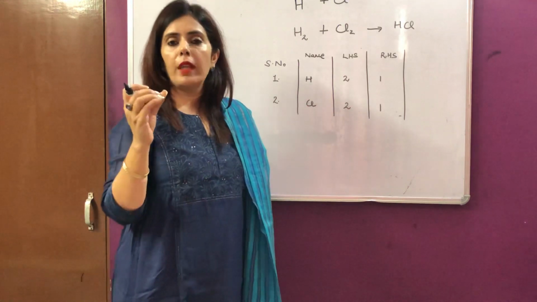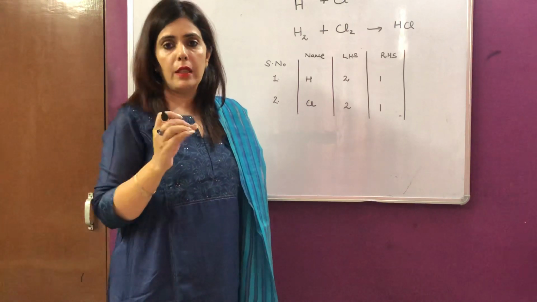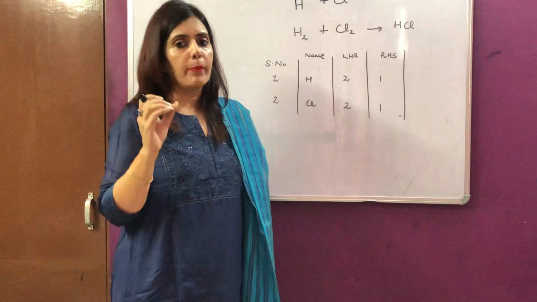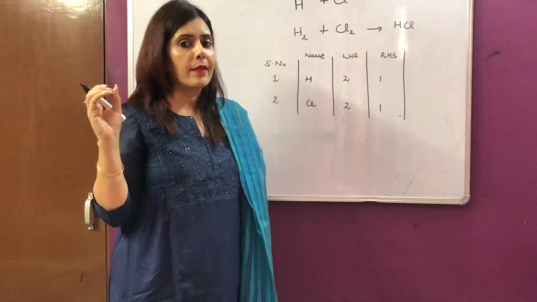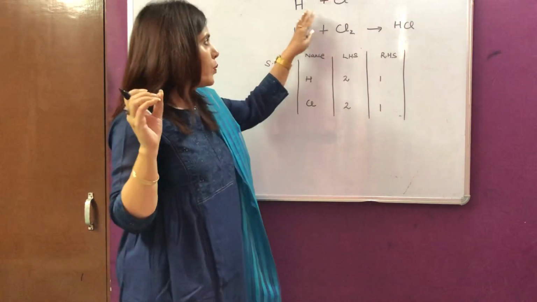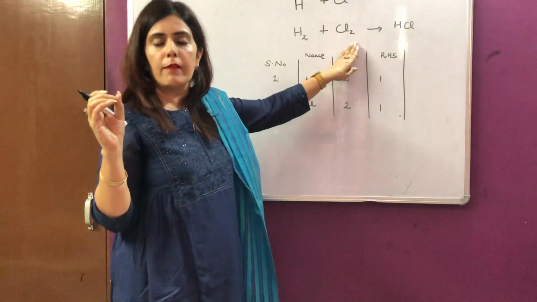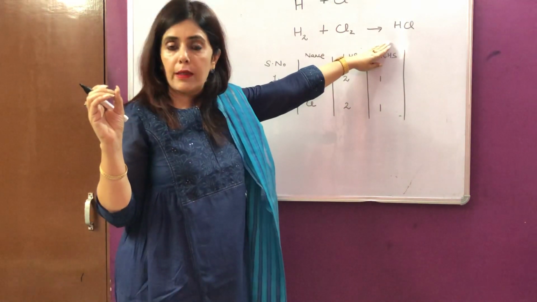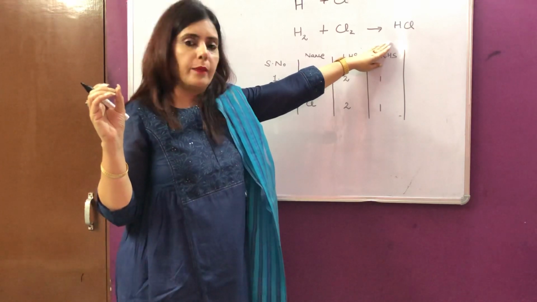You have learned that whenever I'm going to write a metal, I'll write it in a monoatomic state, and whenever I'm going to write a non-metal, I will write it with its atomicity. So these were the two non-metals and I wrote them with their atomicity. And then the formula of hydrochloric acid, which we discussed the first day, is HCl.